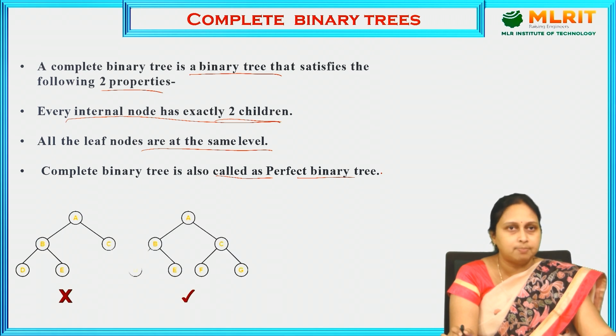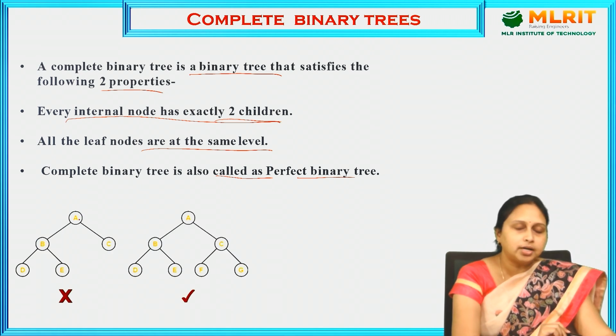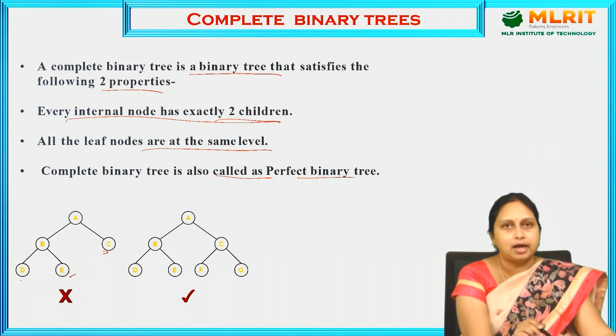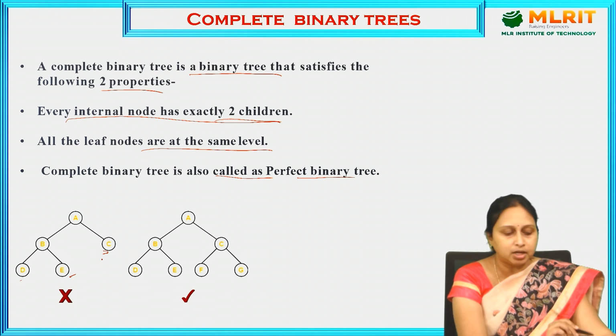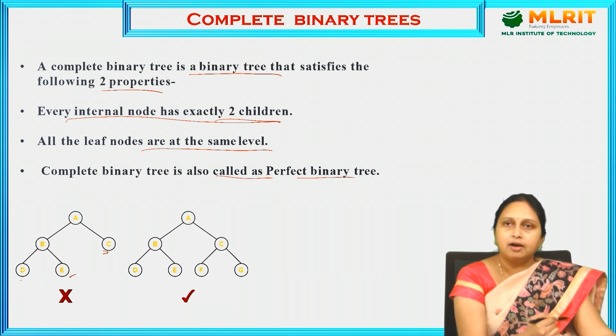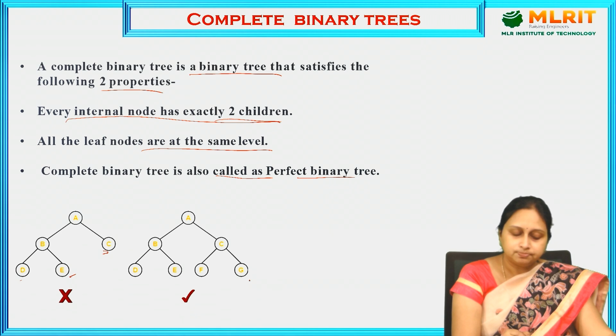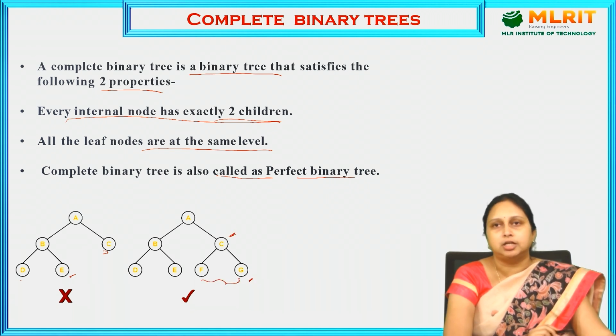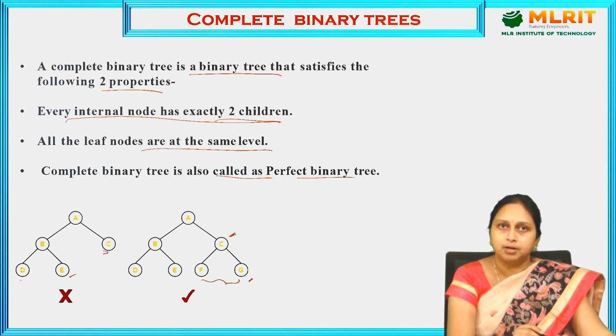Let us see the example here. Yes, this is not a complete binary tree. Why? Because observe, this is not having exactly 2 children. For A, B and C are 2 children. For B, D and E are 2 children. But C doesn't have any children. This satisfies the property of a full binary tree, because it has 0 children, but this is not a complete binary tree. To make this a complete binary tree, this node also should have exactly 2 children. Then only we can say this is a complete binary tree.